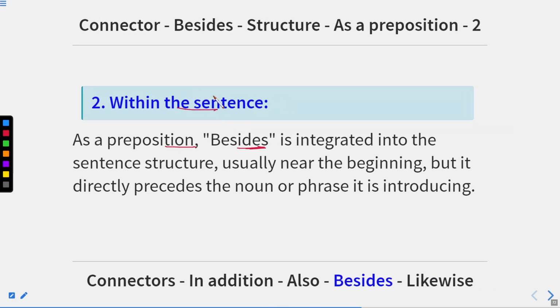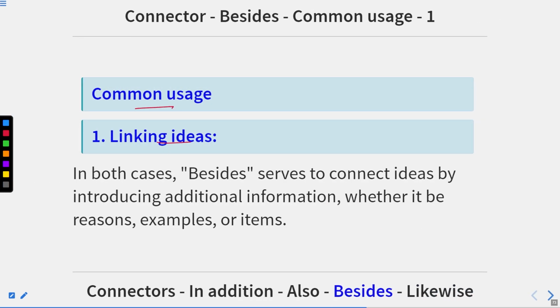Within the sentence, as a preposition, besides. Now, whenever we are using besides as a preposition, it is used within the sentence. It is integrated into the sentence structure, usually near the beginning, and it directly precedes the noun or noun phrase it is introducing.